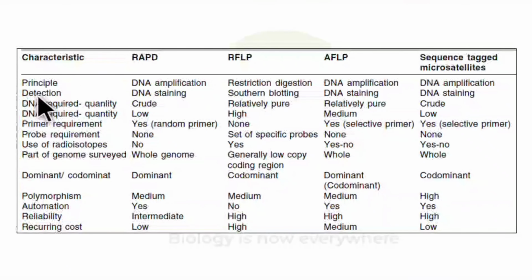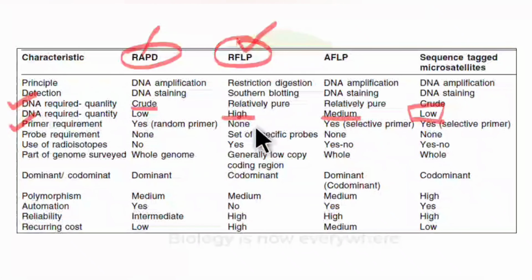And apart from that, how is the DNA quality required for the whole process? So it can be crude in case of the RAPD, that is PCR based. It should be of high purity in case of RFLP. And whether the primers are required, so obviously these three, RAPD, AFLP and STS, are the PCR based. So all these three require PCR, but the RFLP does not require any primer.